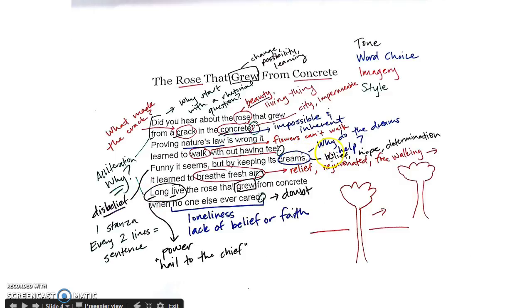The rose seemed to believe in itself because it had all these dreams and hopes. It seemed determined to grow regardless, even in concrete, even though roses literally cannot do that. And the speaker seems kind of in disbelief about it because they said, "funny it seems." They weren't expecting that to happen. Even at the end, they were so unexpecting it happened that they said, "more power to the rose."